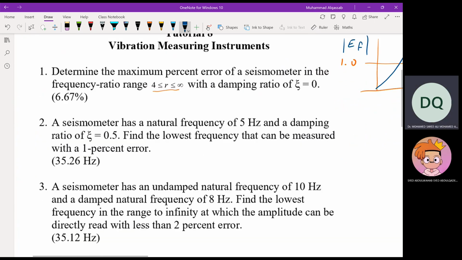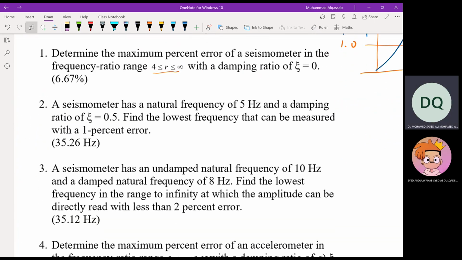Okay, question 2. A seismometer has a natural frequency of 5 Hz. This will be Fn. And a damping ratio zeta equal to 0.5. Find the lowest frequency that can be measured with a 1% error.